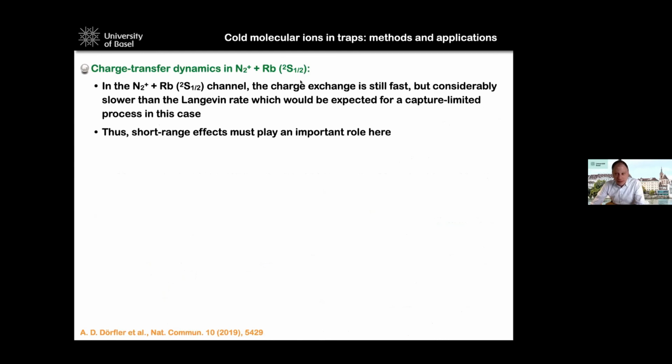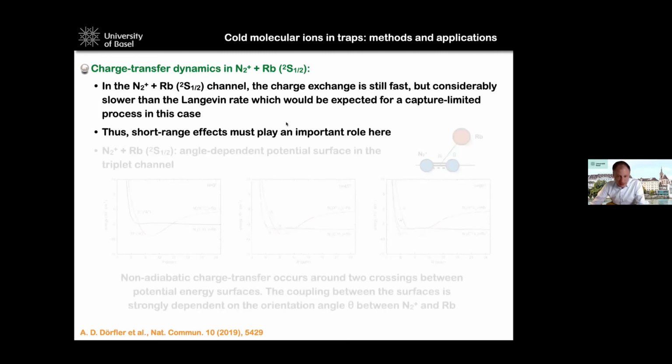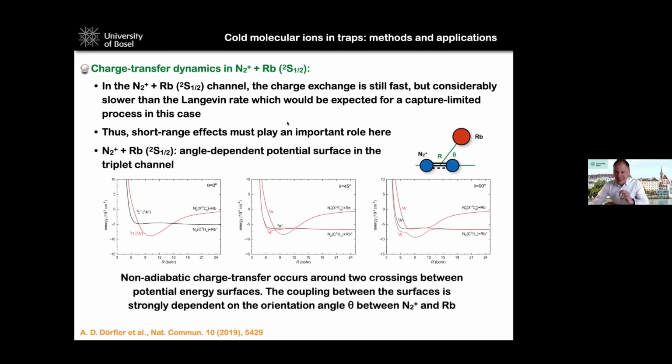So in the ground state, with rubidium in the ground state, we have a rate constant that is slower than Langevin, right? Lower than Langevin by a factor of 3, right? So this means that it can't really be understood in terms of capture dynamics anymore, but we have to also look at the short range part of the collision, right? What happens at short range in order to understand what's going on. And so we did this through some rather extensive theoretical modeling together with colleagues from theory.